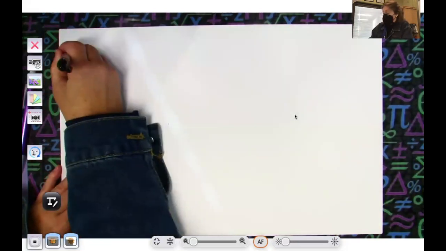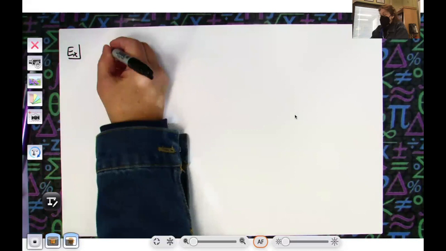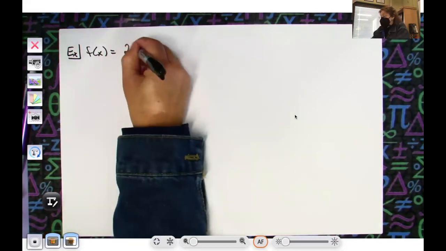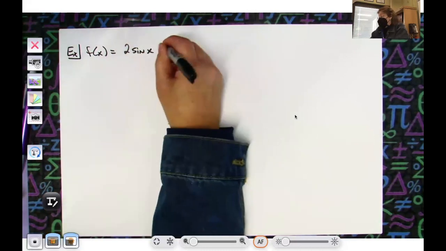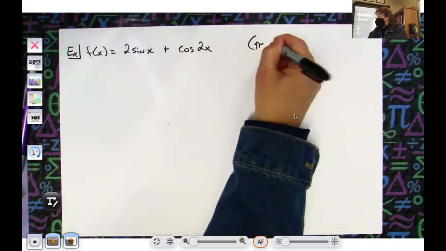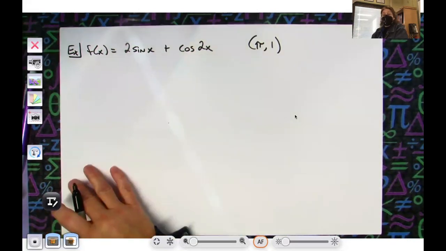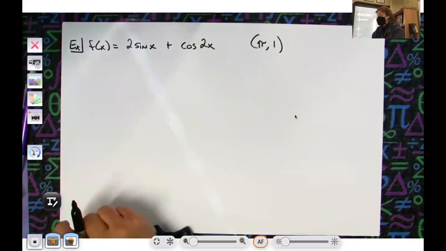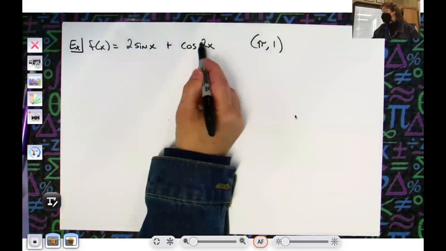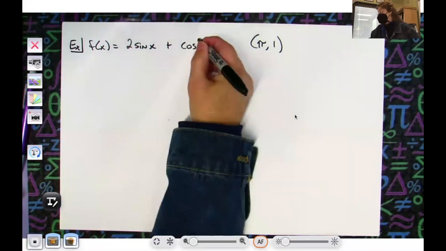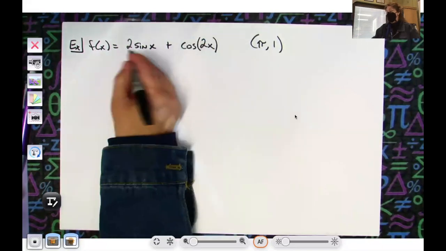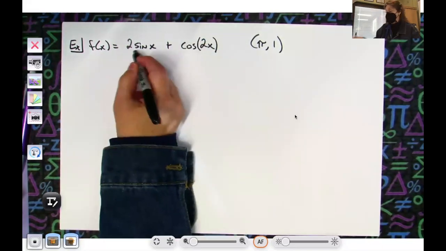Okay, so let's do another one. Let's have some trig functions in this one. Let's do one more. Let's do f of x is equal to 2 sine x plus cosine 2x. And let's say our point is pi, 1. Okay, so we do have a chain rule right here, even though I didn't put the set of parentheses around it. That's cosine of 2x. There's your inside function. There's your outside. This is just regular constant multiple rule, straight derivative there.